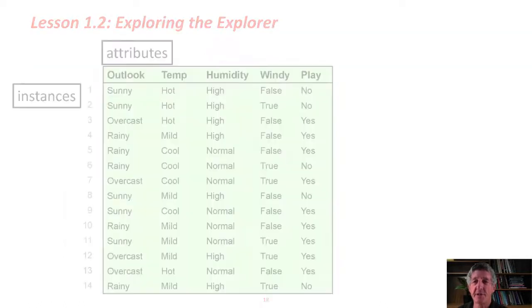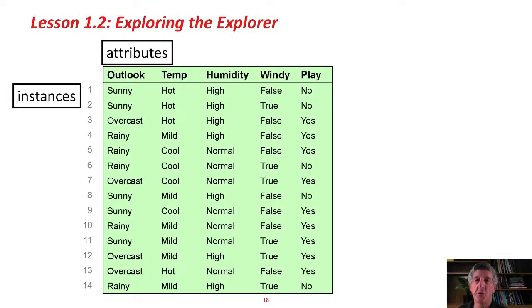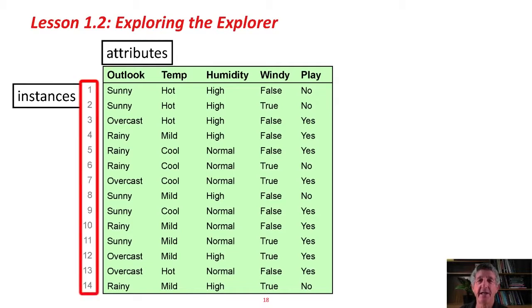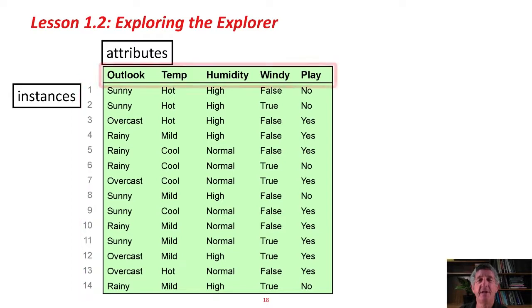The data set I'm going to open is called the weather data. It's a little toy data set that we'll be seeing a lot of in this course. It's about 14 instances, 14 days. And for each of these days, we've got recorded the values of five attributes. Four to do with the weather: outlook, temperature, humidity, windy. And the fifth, play, is whether or not we're going to play a particular unspecified game.